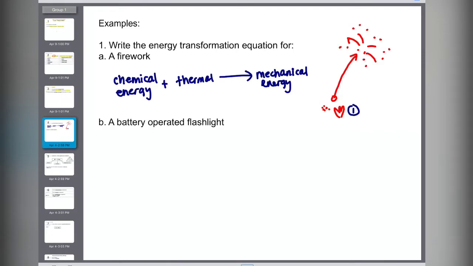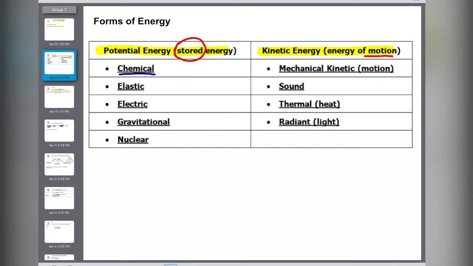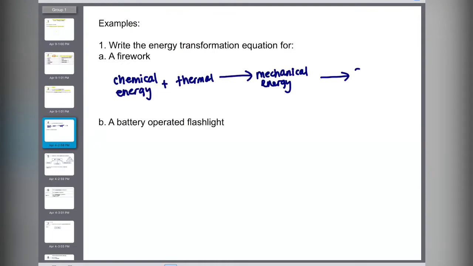And then once it gets up to the top, what happens is it's going to start exploding, and it's going to get really hot. It's heat, and it's also going to give off light. And I don't know if you remember, fireworks also give off sound. So then it becomes sound plus thermal plus radiant.